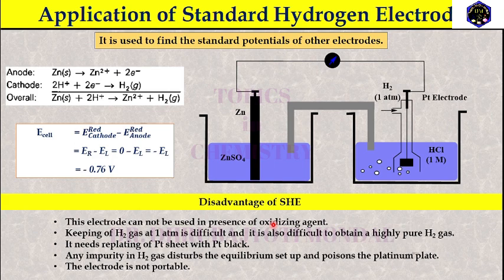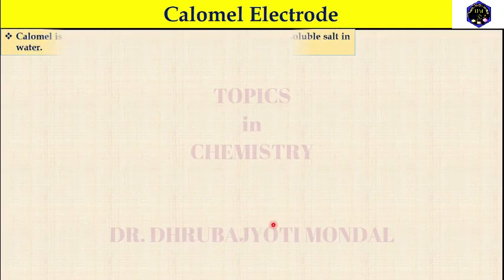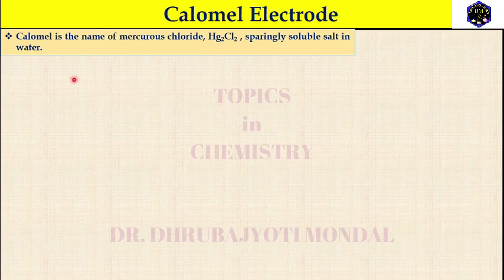Next, you have to know what the calomel electrode is. The first question is, why is the name calomel? Calomel is the name of mercurous chloride, Hg2Cl2, a sparingly soluble salt in water. So from that name, mercurous chloride, the electrode is named the calomel electrode.